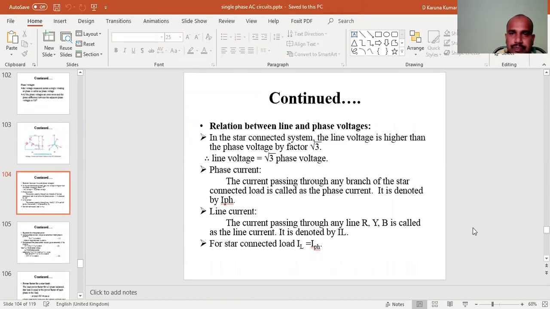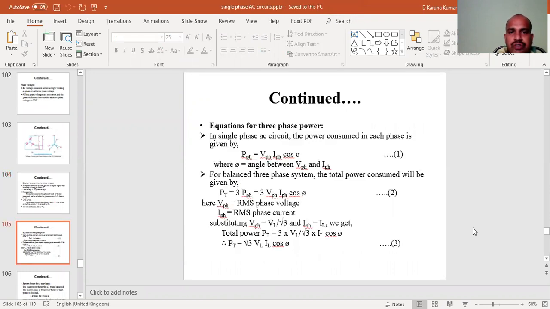Next one is the equation for power in a star connection. Power per phase equals V phase into I phase into cos phi. The phi means the angle between the voltage and current. For a balanced system, the total power consumed equals 3 into P phase. So total power equals 3 into phase voltage, phase current, and cos phi, where phase voltage is the RMS phase voltage and I phase is the RMS phase current.